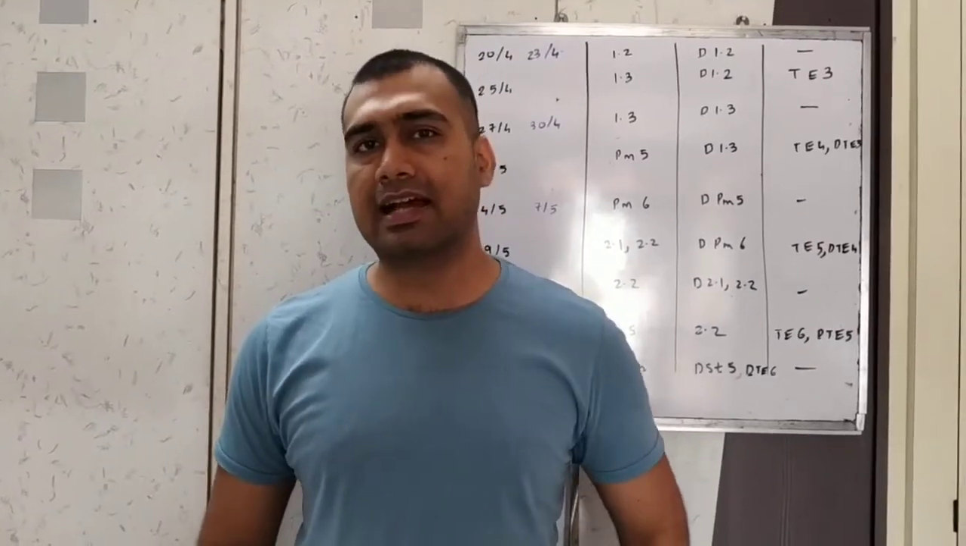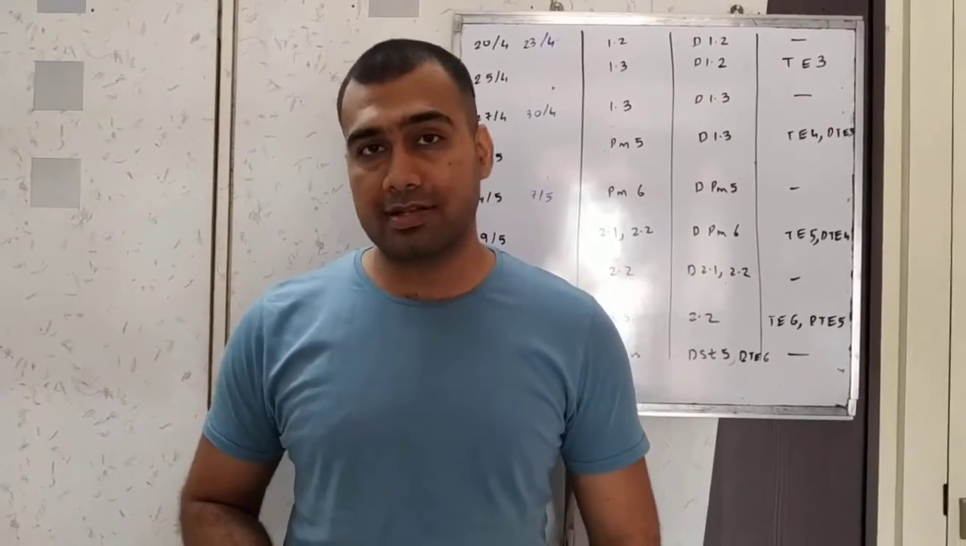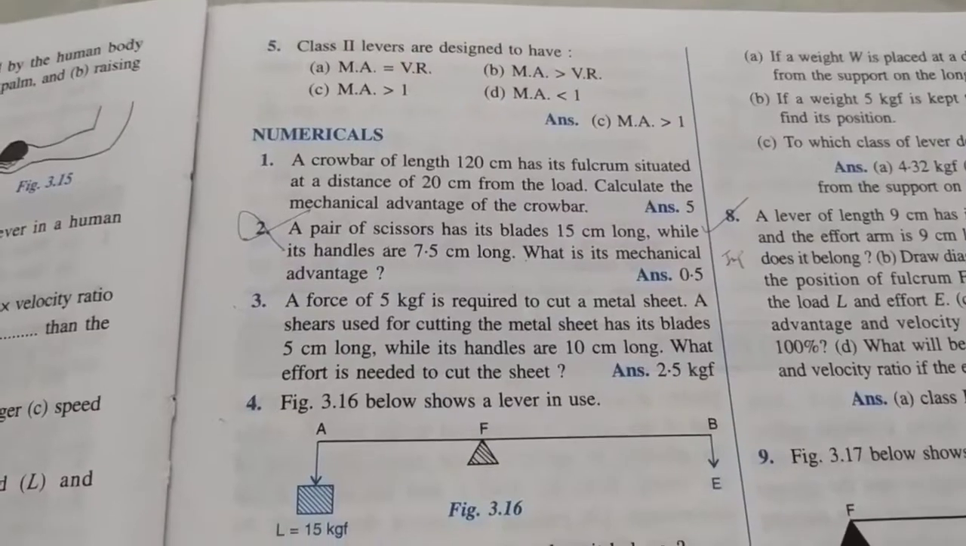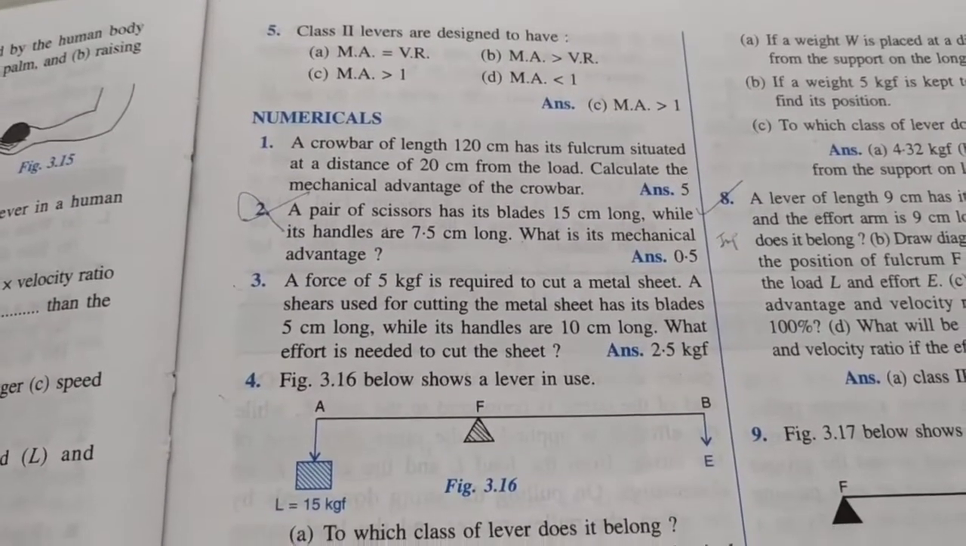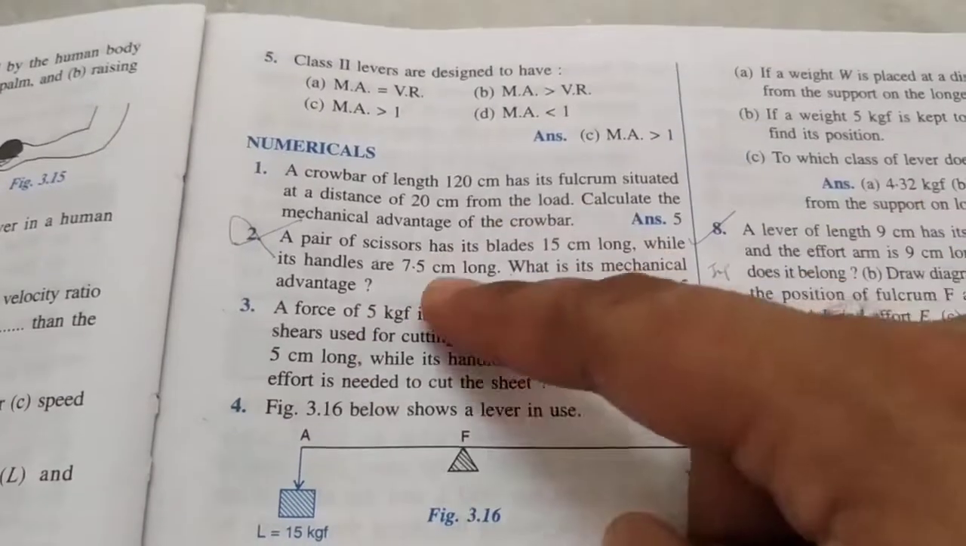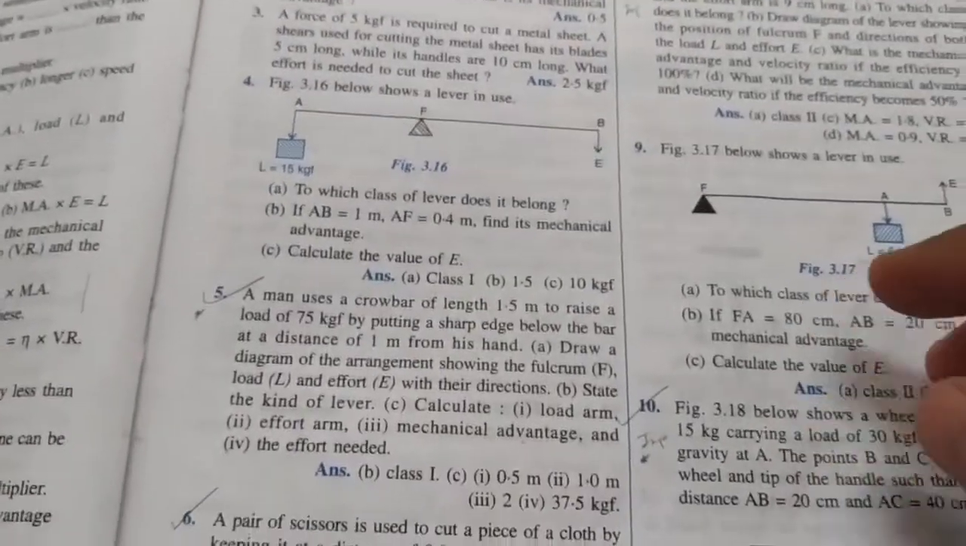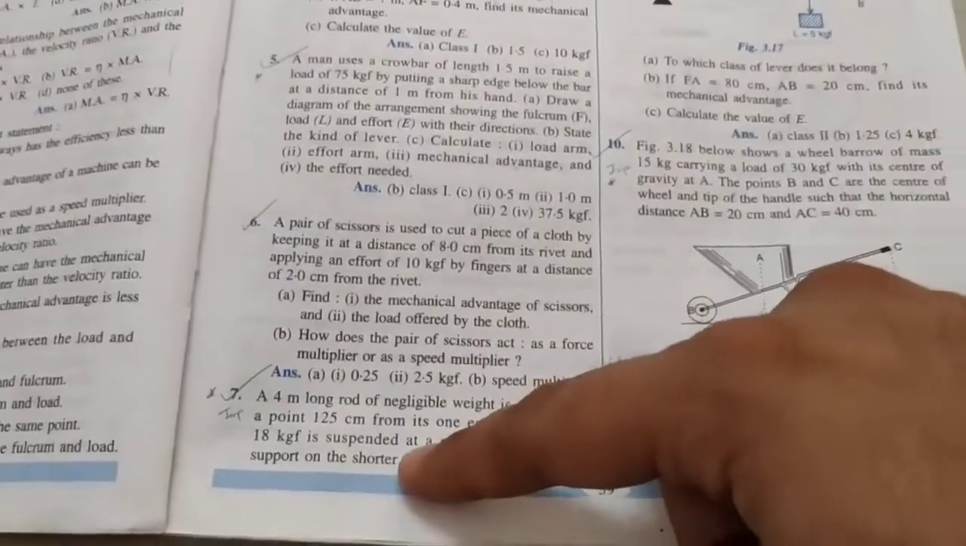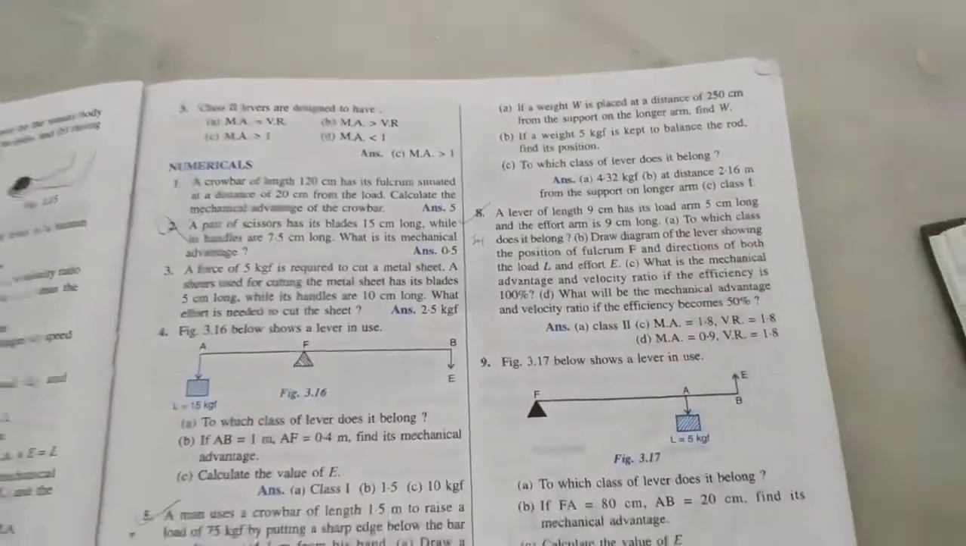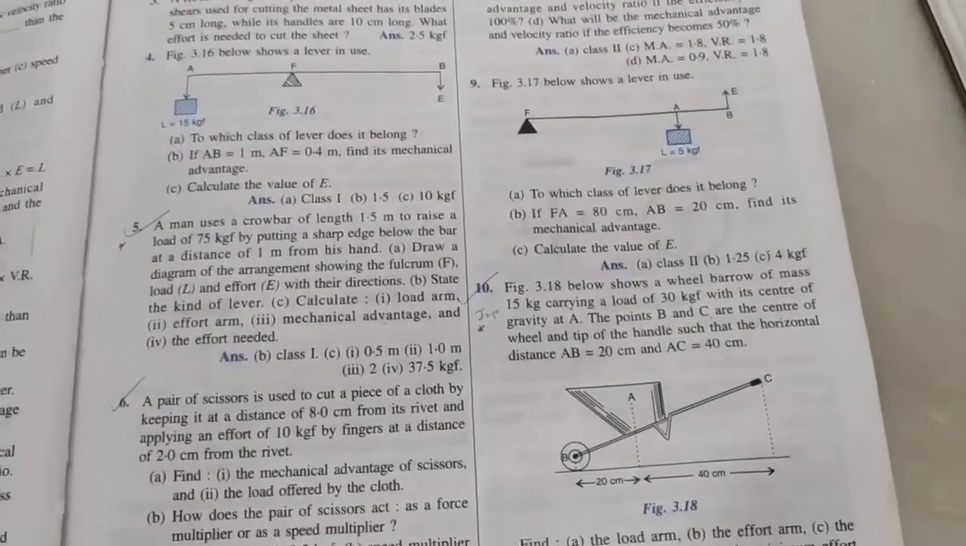Let's study 10th standard ICSE physics numericals of chapter 3A. Students, in exercise 3A, cancel the second sum, it's very easy, and mark the following sums as IMP: the 7th sum, the 8th sum, and the 10th sum.